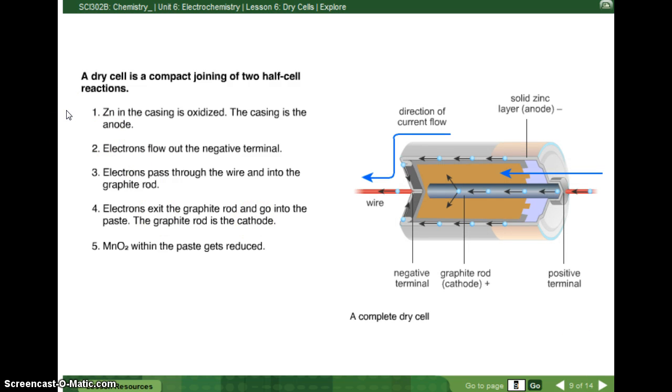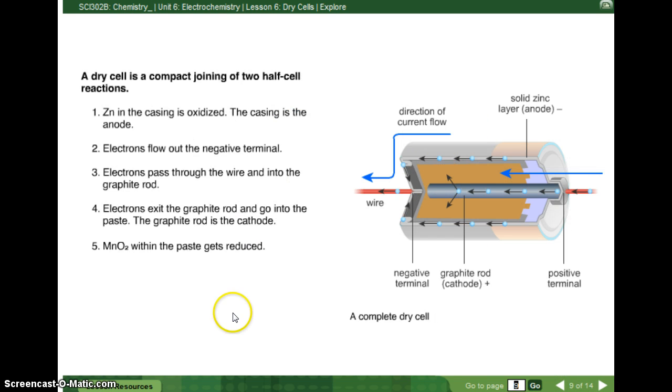A dry cell is a compact joining of 2 half-cell reactions. Zinc in the casing is oxidized. The casing is the anode. Electrons flow out of the negative terminal. Electrons pass through the wire and into whatever it is it's powering and back around into the graphite rod. Electrons exit the graphite rod and go into the paste. The graphite rod is the cathode, although it's the paste, the manganese dioxide within the paste, which gets reduced.